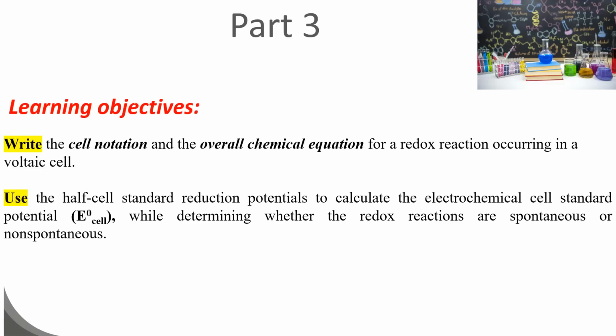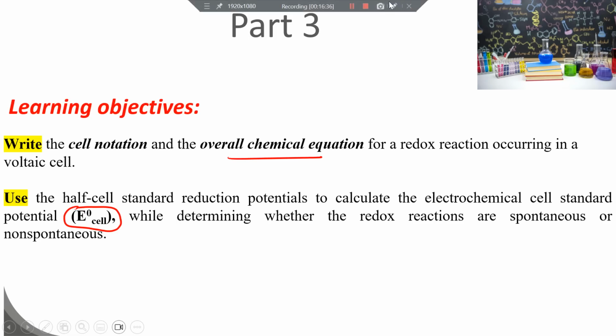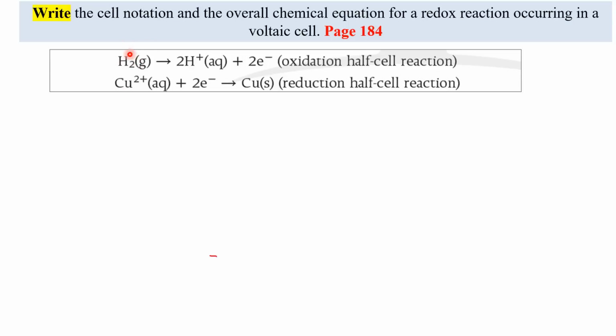And now we go to part 3, and in this part we will learn how to write the cell notation and the overall chemical equation of a redox reaction, and we will learn how to calculate the E naught of the cell اللي قلت لكم عليها قبل شوي. Okay, let's have a look at this voltaic cell.